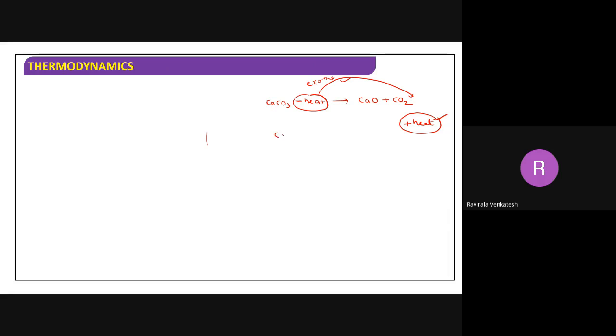Understood? For example, to avoid confusion, I am writing the same thing here: calcium carbonate, with minus heat. If I write minus heat, which reaction will it be? Endothermic. Now, if this minus comes across, it becomes plus heat. Now it becomes calcium oxide, carbon dioxide plus heat. That means heat is absorbing here. Correct? So you may get questions like this, with heat written like this. You can easily identify that by sending the heat to the left hand and right hand side.